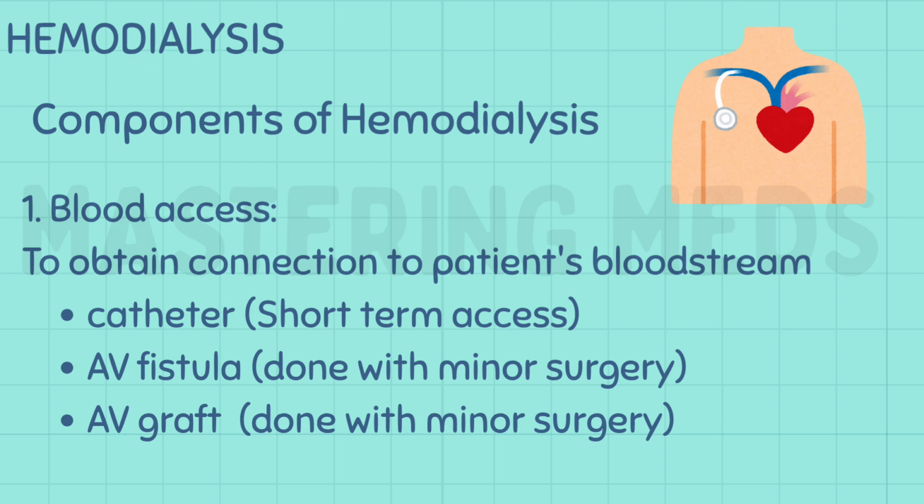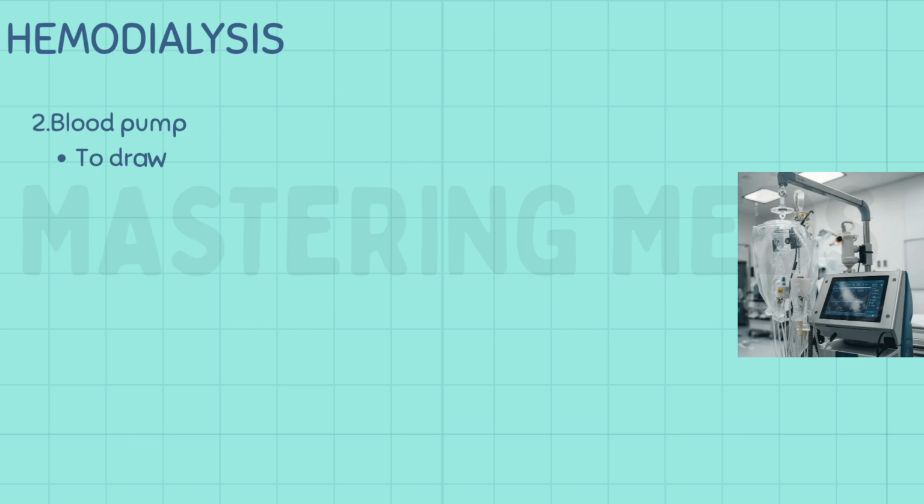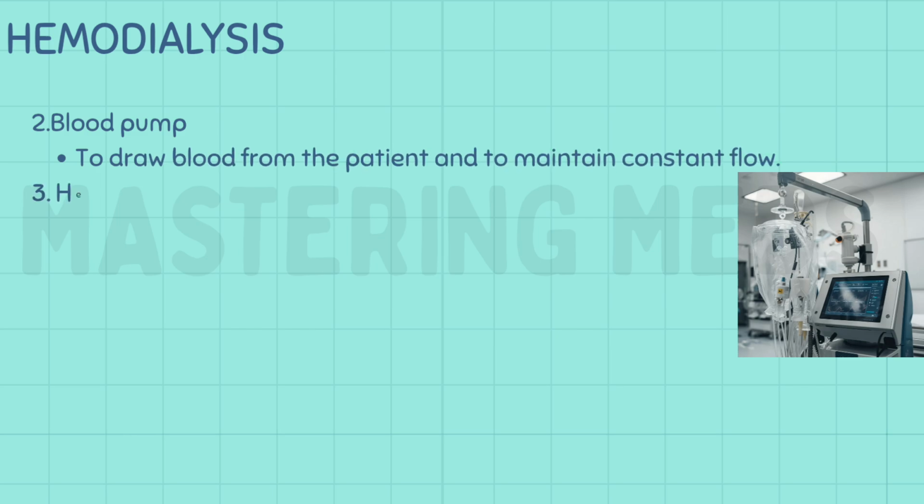Before moving on to how dialysis is performed, let's learn the components of hemodialysis. First is the blood access, to obtain connection to the patient's bloodstream. It can be done in three ways: catheter, short-term access; AV fistula, done with minor surgery; AV graft, done with minor surgery.